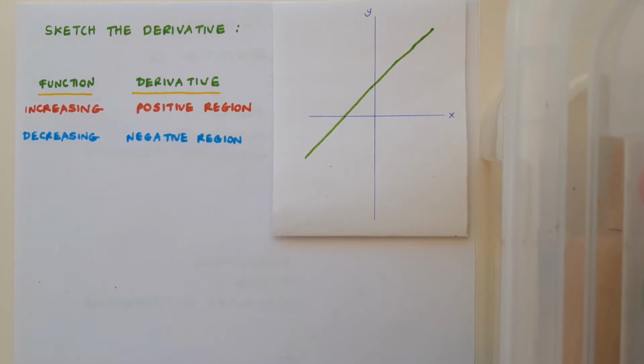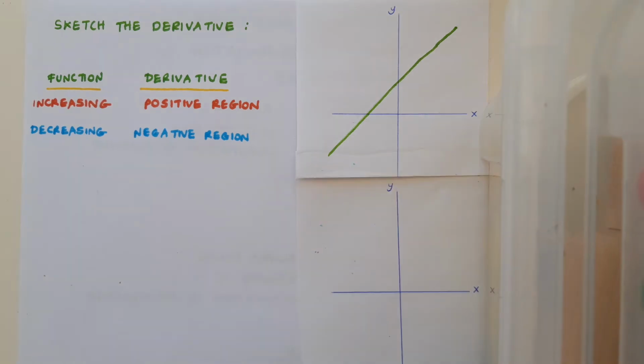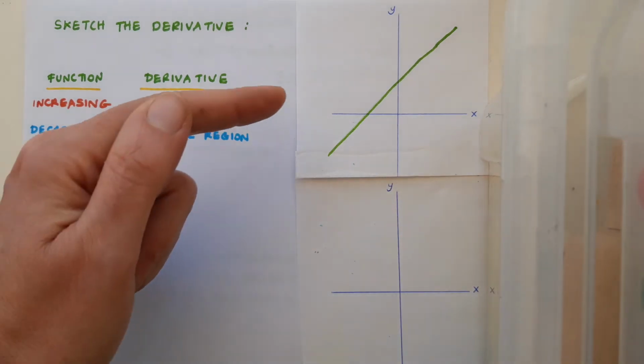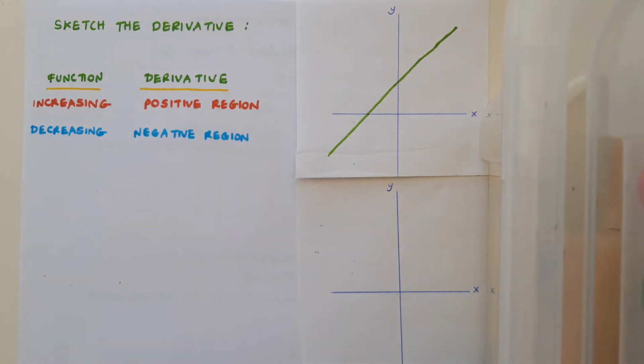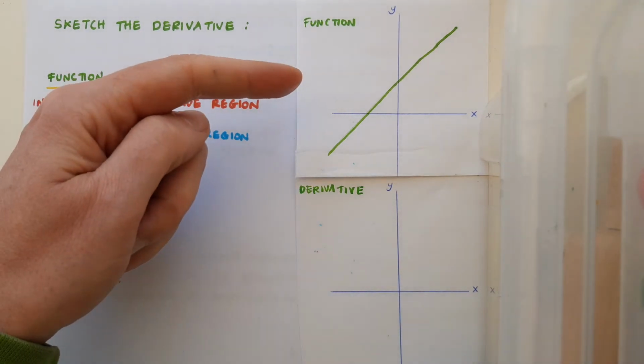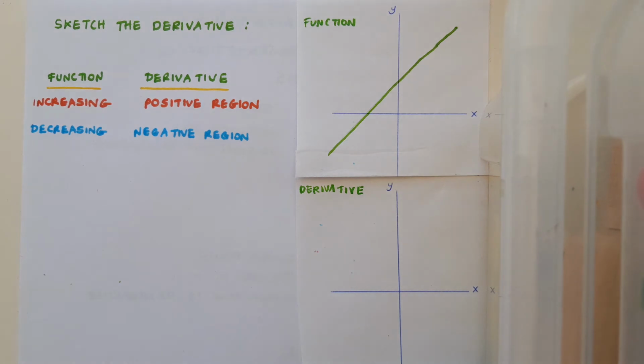One helpful trick when sketching the derivative is to start off by drawing an xy plane directly below the function that you already have, and try to keep your y-axis in line with the existing graph. Just like this. I've put an extra xy plane directly below the one that I already have for my function. So I'll have the function in this graph and I'll have the derivative in this graph.